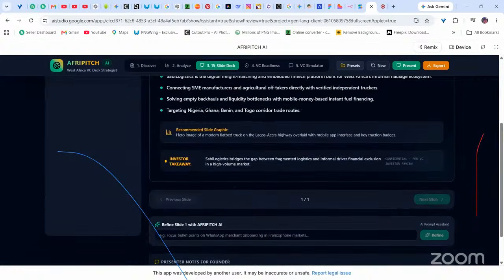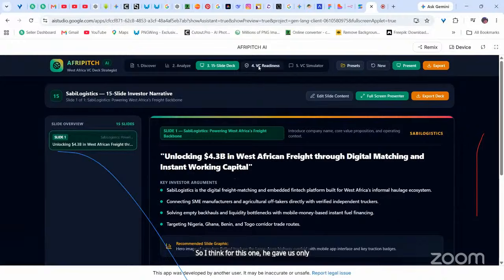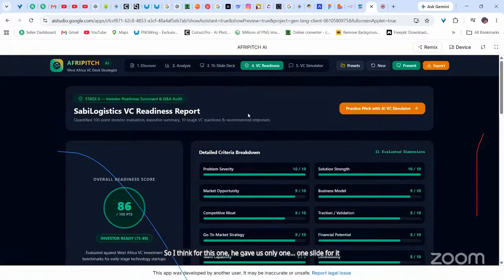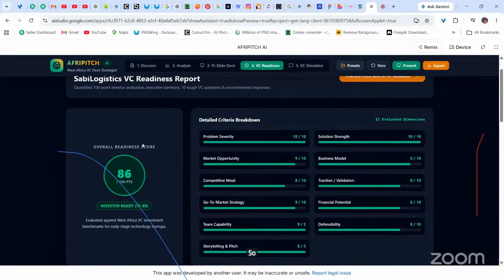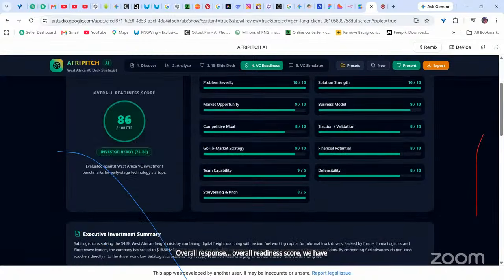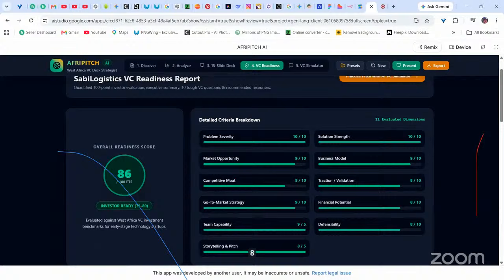So I think for this one, he gave us only one slide for it. So now we move to the VC readiness for Sabi Logistics. This is the stage 6 investor readiness scorecard and Q&A audits. So overall readiness score, we have 86 out of 100, which is cool.